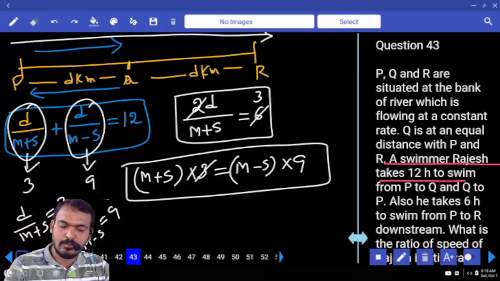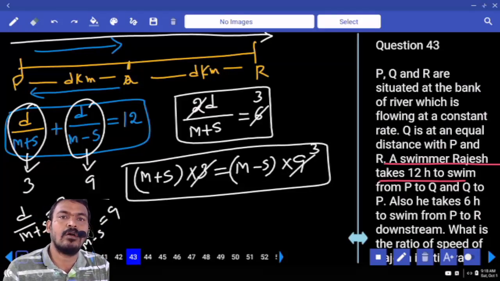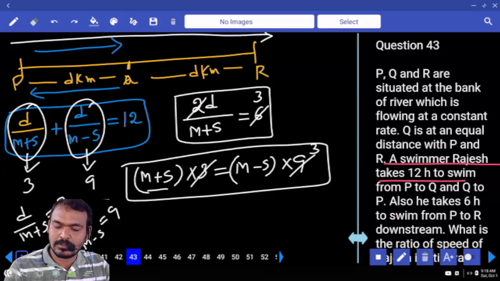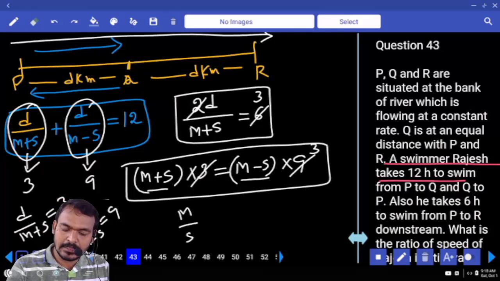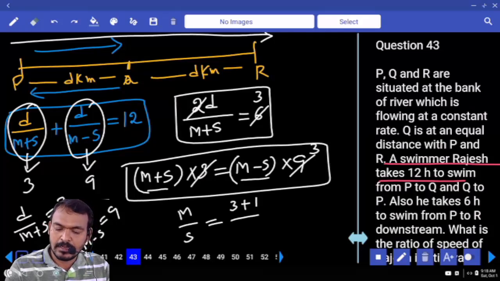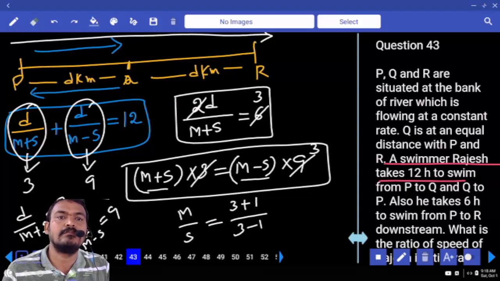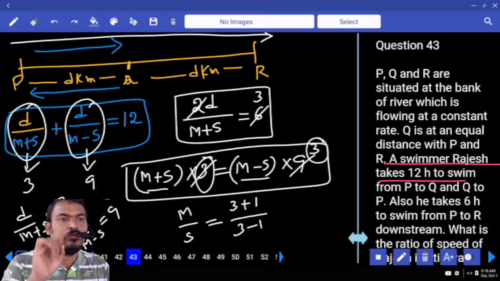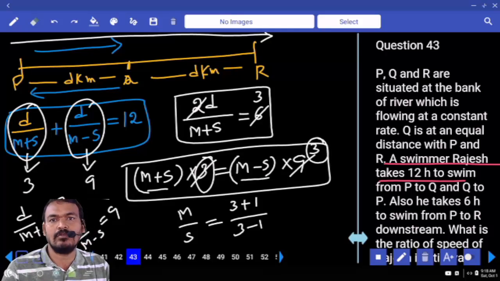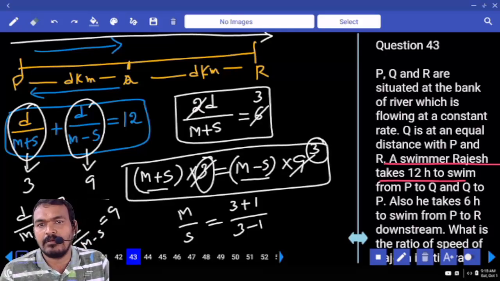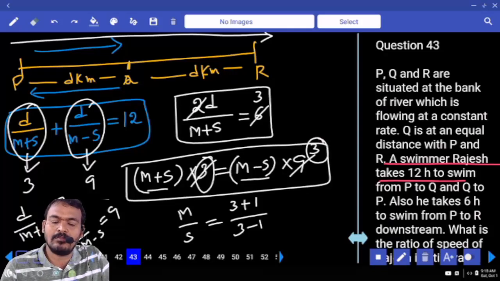Okay, 3 how many times? 3 times or not? Okay. M plus S equal to 3 times of M minus S, or M by S equals 3 plus 1 by 3 minus 1, he said. What is the downstream speed? 3 parts. Upstream speed 1 part. Then we require M value, both are adding by 2 or subtracting by 2? Adding by 2. Suppose we require S value, both are subtracting by 2. Okay.